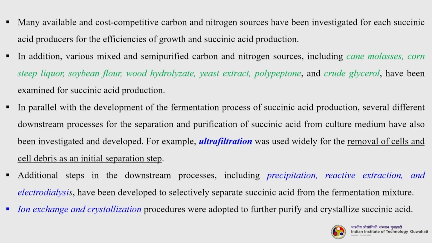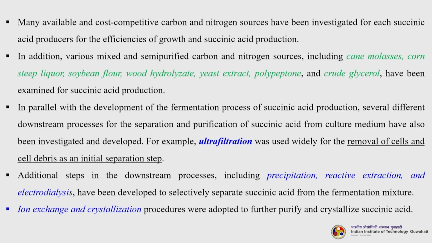In addition, various mixed and semi purified carbon and nitrogen sources including cane molasses, corn steep liquor, soybean flour, wood hydrolysate, yeast extract, polypeptone as well as crude glycerol, mostly from the biodiesel production industry, have been examined for succinic acid production. In parallel with the development of the fermentation process, several different downstream processes for the separation and purification of succinic acid from culture medium have also been investigated and developed. For example, ultrafiltration was used widely for the removal of cells and cell debris as an initial separation stage.